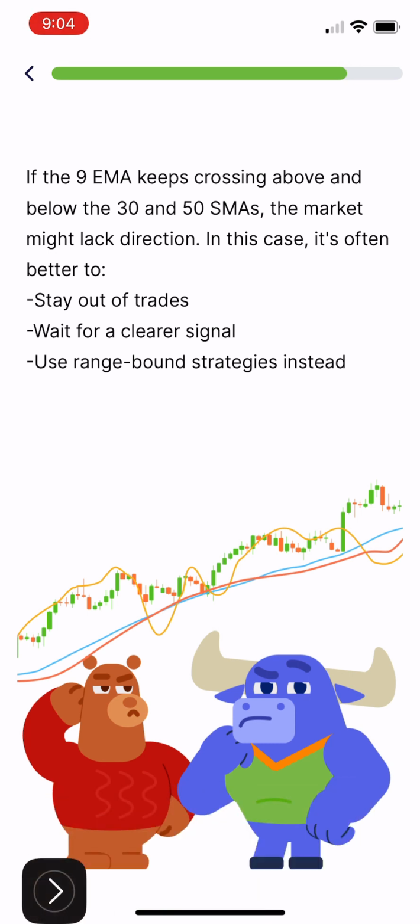If the 9 EMA keeps crossing above and below the 30 and 50 SMAs, the market might lack direction. In this case, it's often better to stay out of trades, wait for a clearer signal, or use range-bound strategies instead.